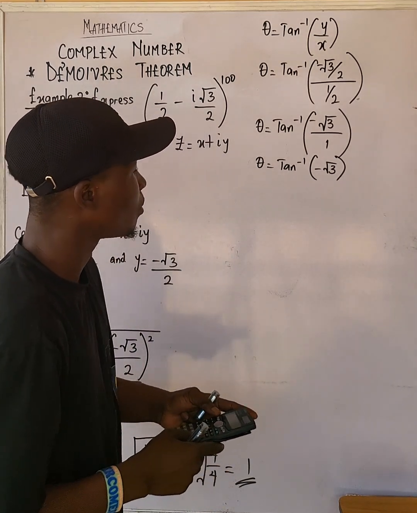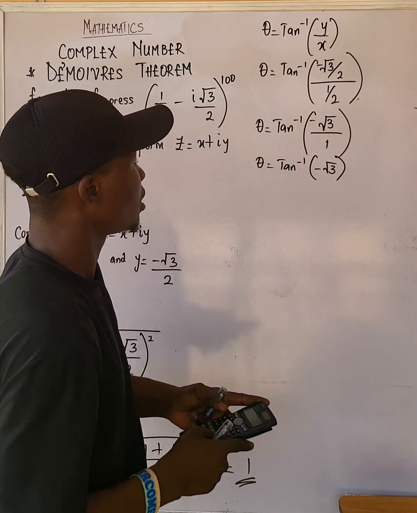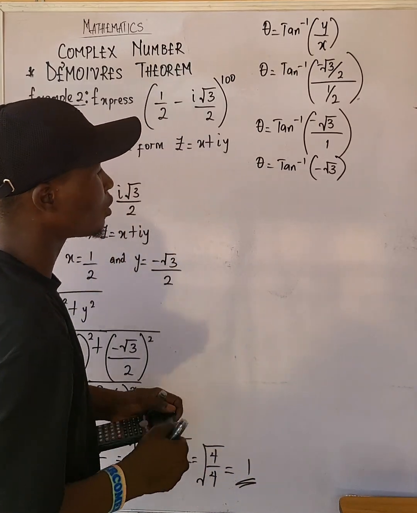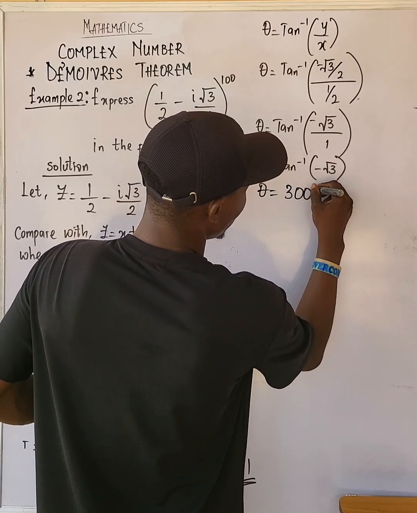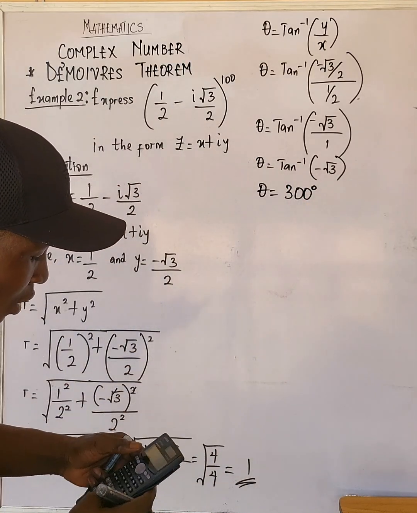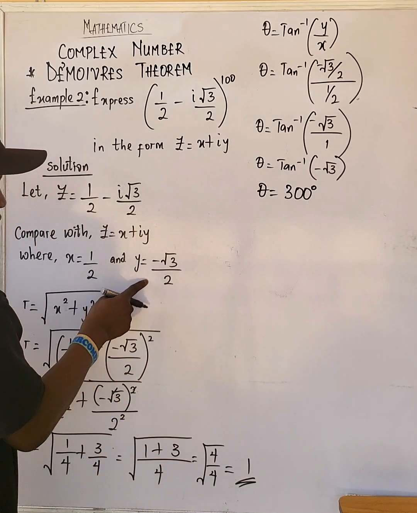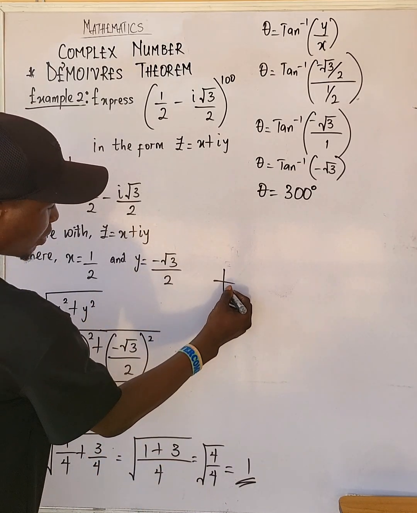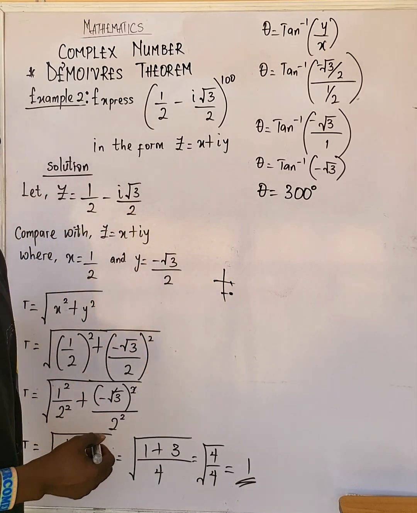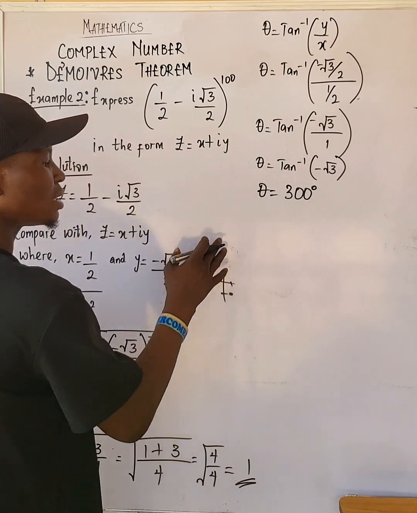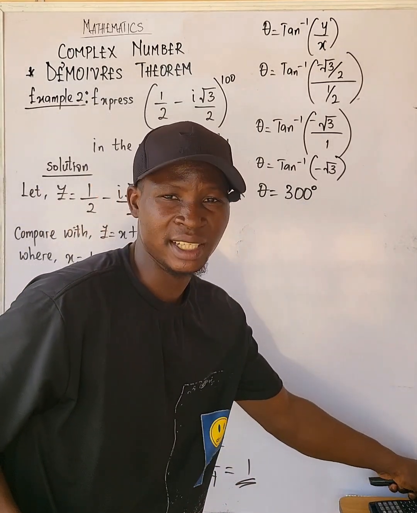Tan inverse of minus square root of 3 will give us 300 degree. You know, when you press it, if you are using this kind of calculator, it will give you minus 60 degree, right? But what quadrant do they fall on? This is the negative aspect, and this is the positive aspect. So they fall on the fourth quadrant. And what's on the fourth quadrant? That's 360 degree. So 360 minus 60 degree will give you 300. So that's how we got this theta as 300 degree.